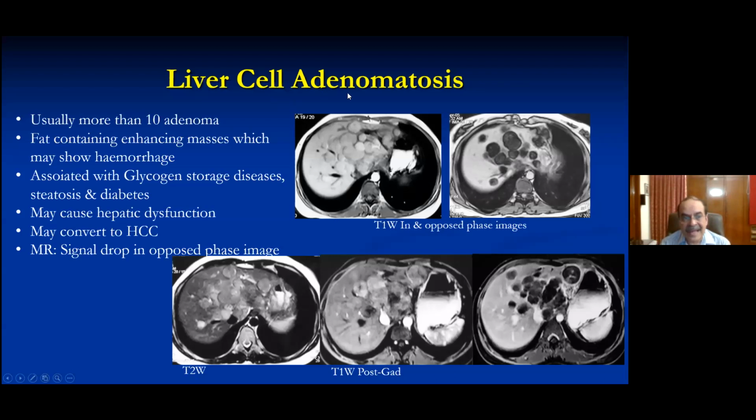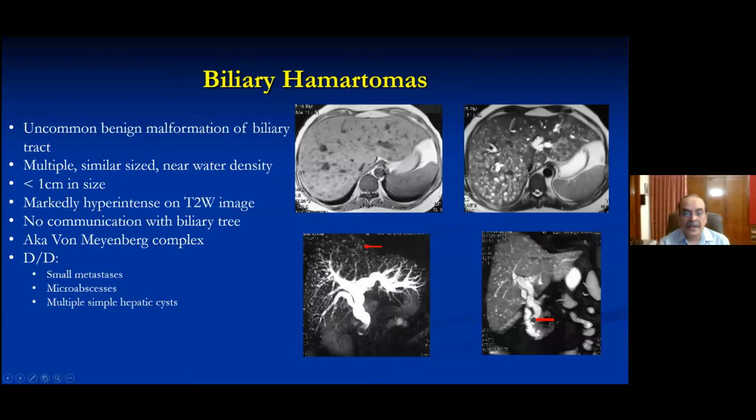This is liver cell adenomatosis. More than 10 adenomas in the liver. That's the in-phase image. That's the opposed phase image. And see the very marked signal drop. Signal drop means that these lesions become very dark on the opposed phase image, which is what could help us in making a diagnosis. Moving on to biliary hamartomas.